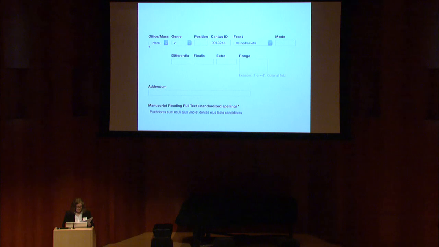If the next chant text isn't already in the system, the indexer has to enter it manually and assign, or the system assigns, a Cantus ID number. We don't yet have this auto-populate option for melodies, because unlike texts, melodies do not yet have a melody ID assigned to them. A number of scholars have talked about how this might work, but there are still a number of details to work out.